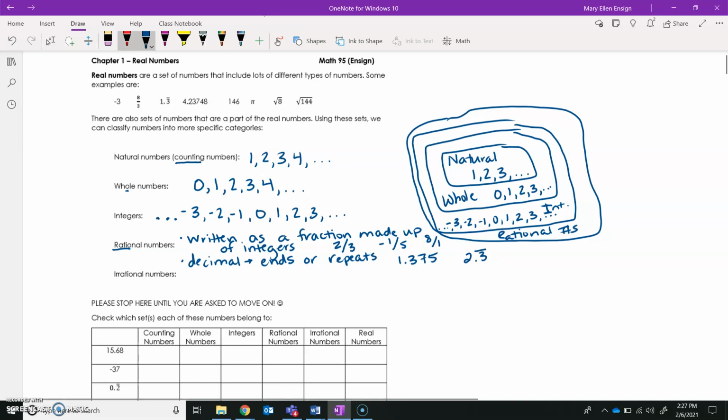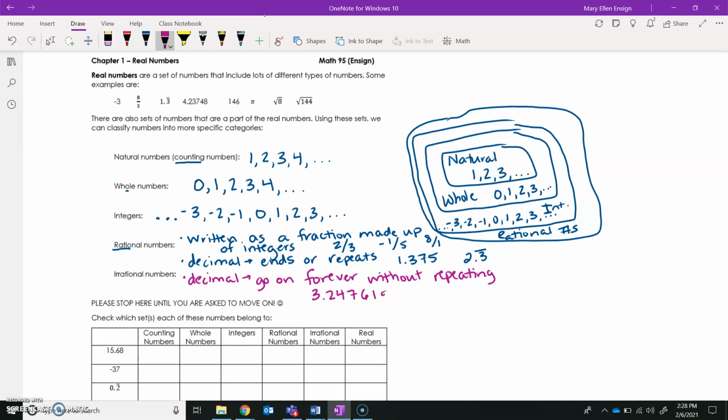Okay, so irrational numbers, I'm just going to change colors here to make it clear that there's a little bit of a divide here. So irrational numbers, when they are written as a decimal, they go on forever without repeating. Okay, so for example, I'm just going to make up one, like 3.24761548825, going on forever, never repeating.